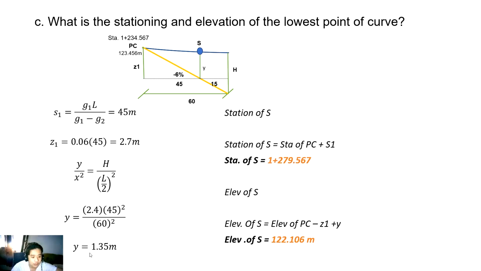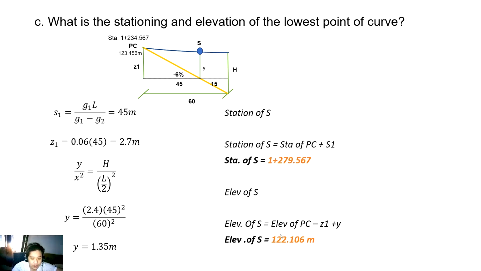Okay. So, ang magiging Y natin is 1.35 meters. So, para naman sa station of S, gagamitin natin formula is station of PC plus S1. So, ito, 45. So, station of PC, again, 1 plus 234.567 plus 45 meters, and we'll get 1 plus 279.567. Para naman sa elevation of S, we're going to use elevation of PC minus Z1 plus Y.